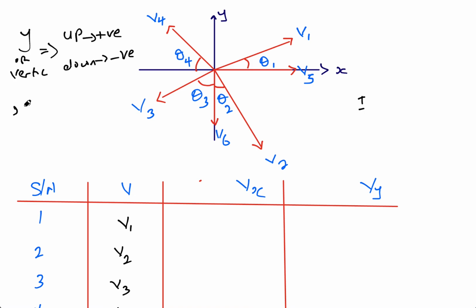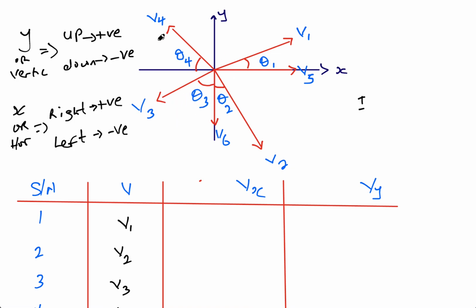But when we're talking about the x-axis, the horizontal, we deal with right and left. Right is positive and left is negative. If we look at these vectors, v1, v5, and v2 are on the right-hand side, therefore they are positive. v4 and v3 are on the left-hand side, so they will be negative values. That's the first thing: determine whether it is a positive or negative vector in the axis you are dealing with.